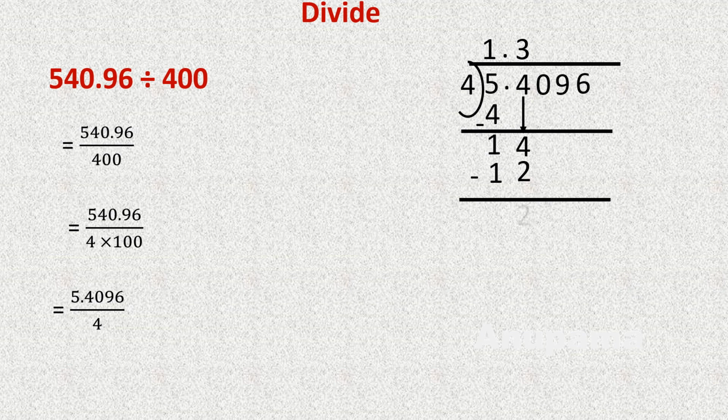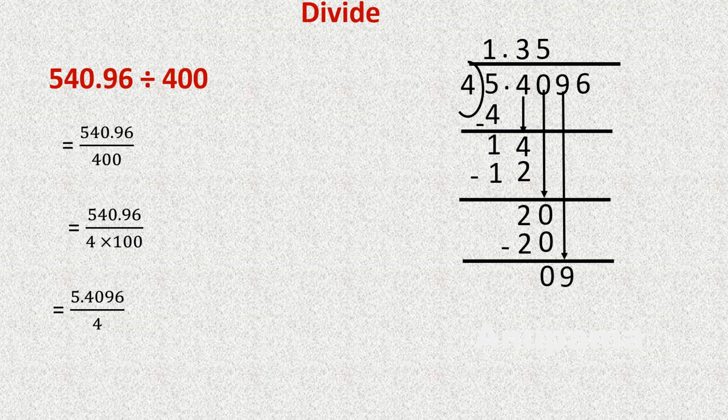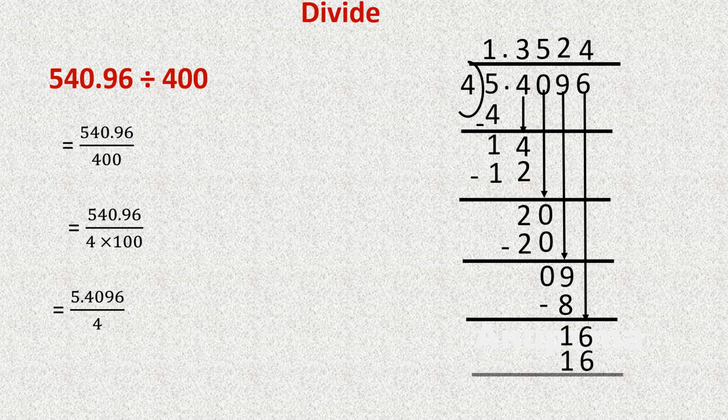Now we will subtract it, which is 2. We will write down 0 here. 4 fives are 20. Now we will subtract, it is 0. Then we will write down 9. 4 twos are 8. 9 minus 8 is 1. We will write down 6 and 4 fours are 16. Now we will subtract it, which is 0. It means our quotient is 1.3524, which is our answer also.